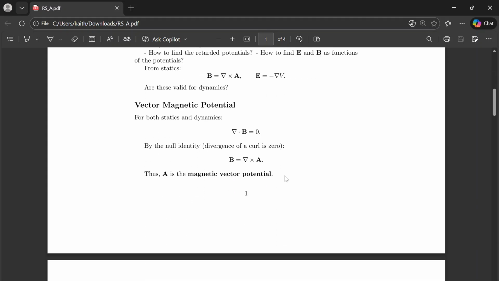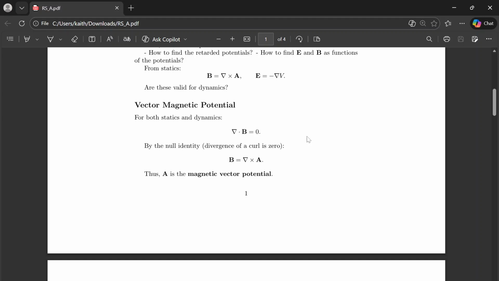So first, we'll look at the vector magnetic potential. We know that in both statics and dynamics, this equation holds true: the divergence of the magnetic field is zero. This is given by Maxwell's equations. From the null identity, we know that the divergence of a curl is zero. Hence, we represent this magnetic field as the curl of some other vector. That vector is the magnetic vector potential.